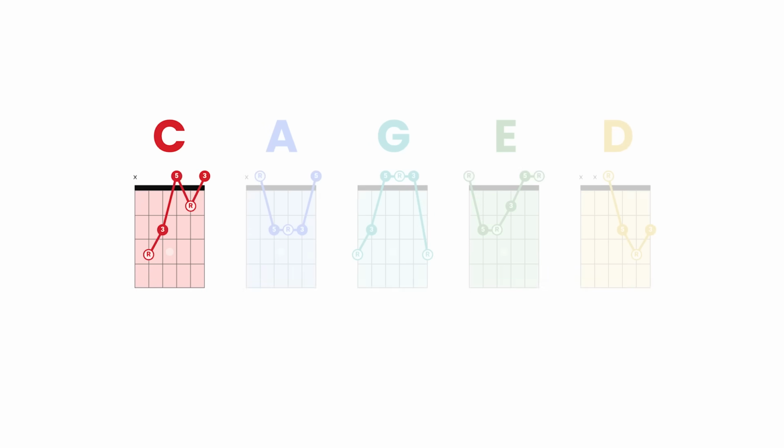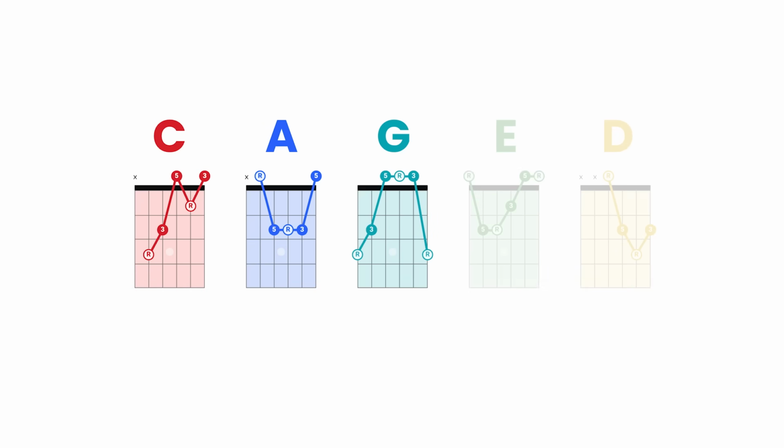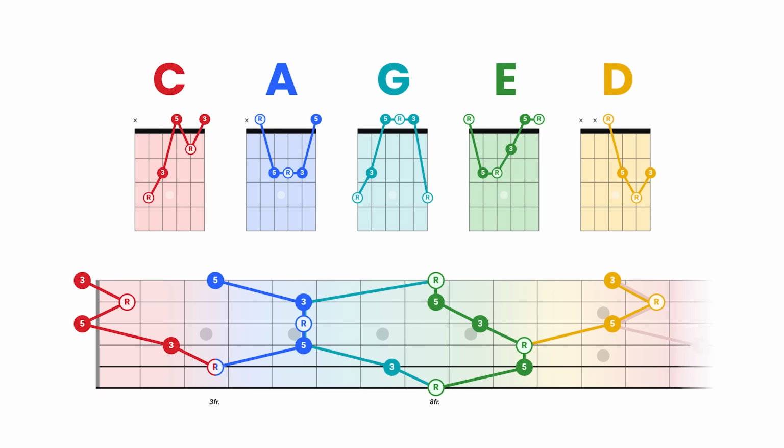to learn it. The CAGED system is based around 5 guitar chord shapes: C, A, G, E, and D. We take these 5 chord shapes and move them up the neck.